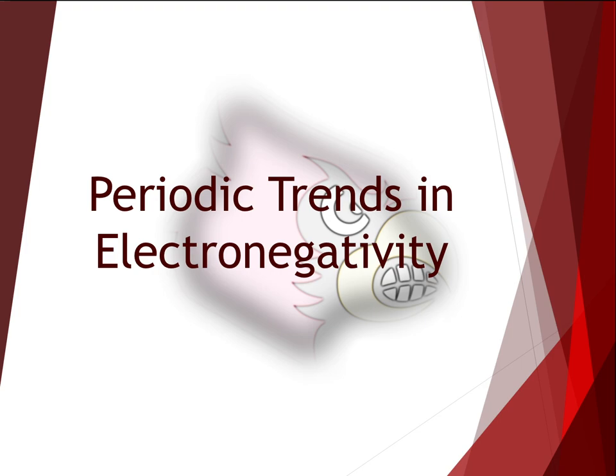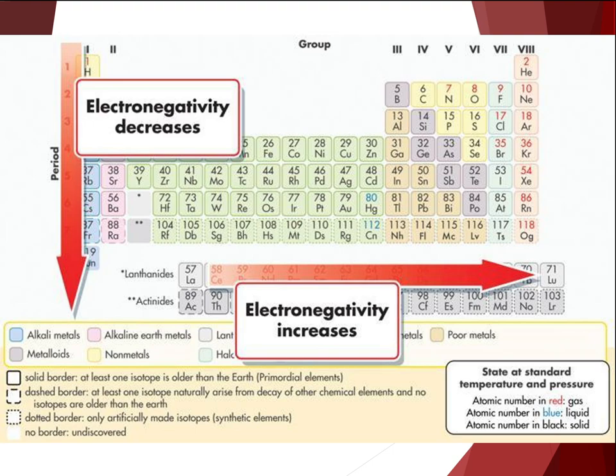Periodic trends in electronegativity. Electronegativity is defined as the tendency of an atom to attract electrons. The electronegativity chart on the screen here shows the periodic trends observed for this property. Electronegativity decreases as you go down within a group and increases from left to right across a period. Once again, the factors discussed earlier become important when explaining this trend.